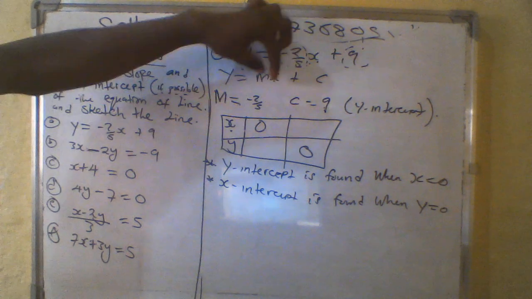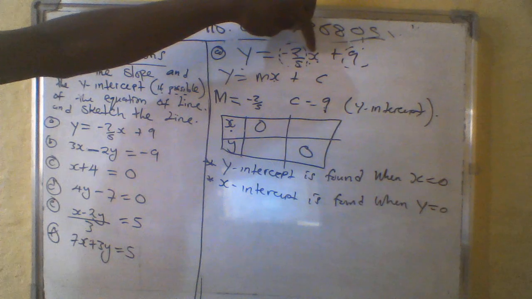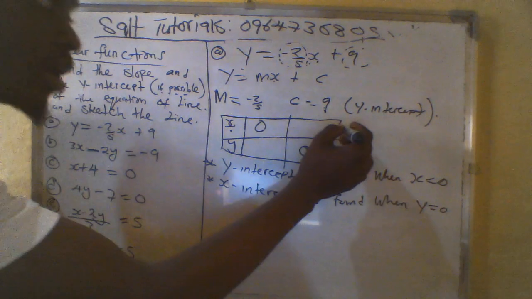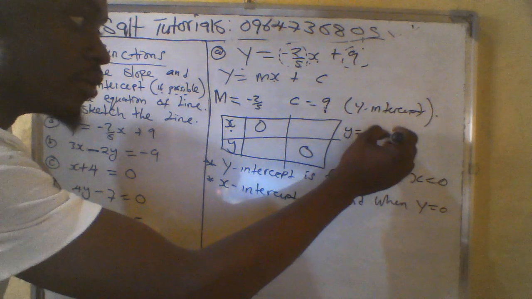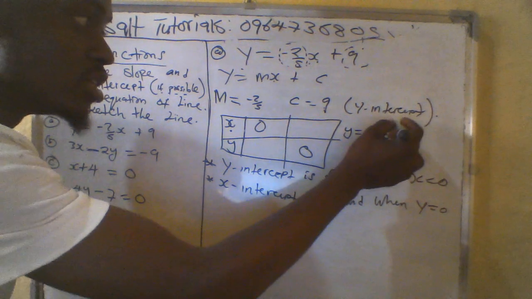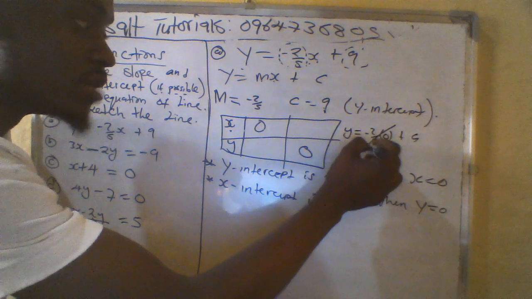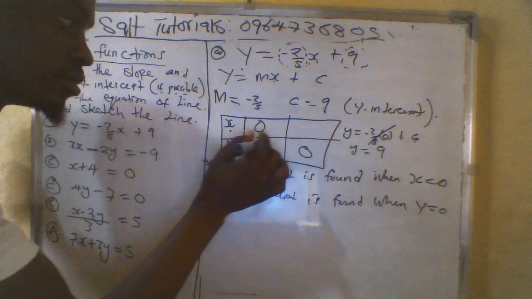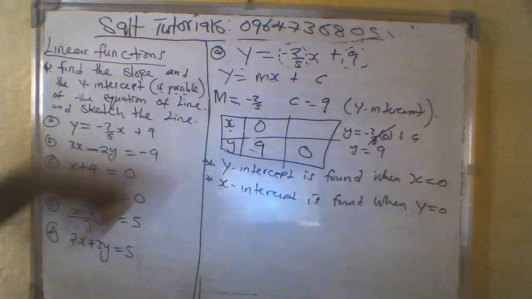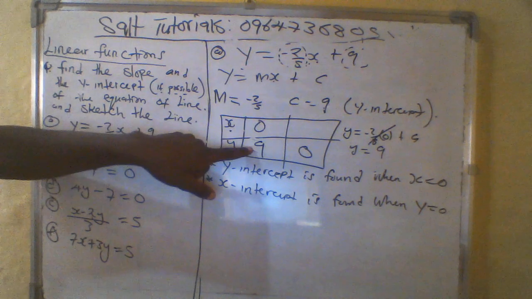So put 0 in the function here. After the x up, if I put a 0, what am I going to have? I'm going to have y equal to negative 2 over 5 multiplied by 0 plus 9. So this will be a 0. So that the y-intercept becomes equal to what? 9. So the value of y will be 9 here. So what will be the coordinates I'm going to use? It will be 0, 9.